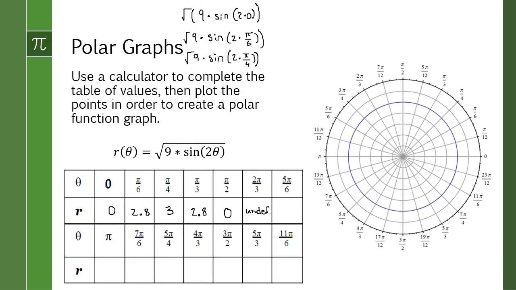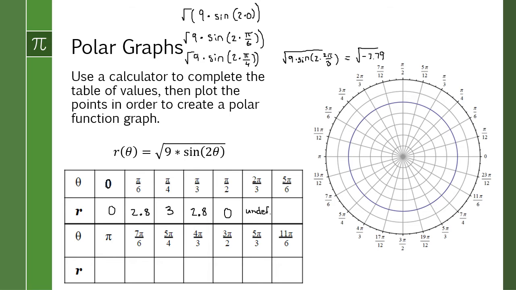Why is it undefined? Well, let's ignore the square root for a second and just do 9 times the sine of 2 times 2 pi over 3. And if I just plug in that part, I get negative 7.79. So when I try to evaluate the square root of 9 times the sine of 2 times 2 pi over 3, I end up taking the square root of negative 7.79.